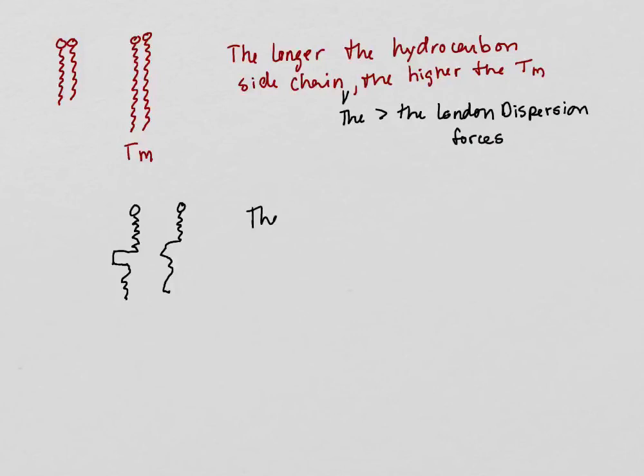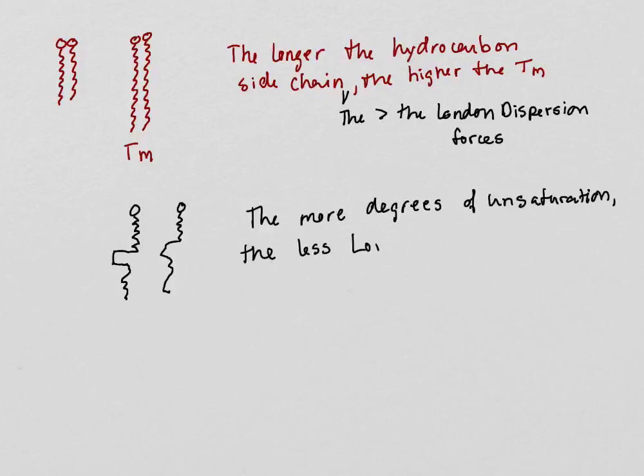So on the other hand, the more degrees of unsaturation, the less London dispersion forces, and the lower the Tm. So polyunsaturated fatty acids have a much lower melting temperature, they tend to be liquid at room temperature and even refrigerator temperature. And those tend to be those that are associated with health. More on that, I promise, to come.